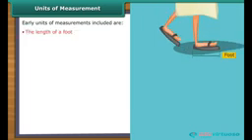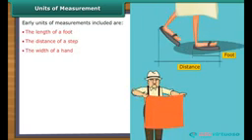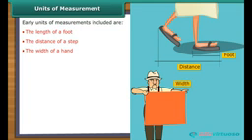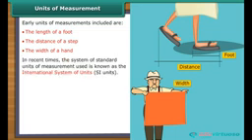Units of measurement. In the early days, units of measurements included the length of a foot, the distance of a step, and the width of a hand. However, these were difficult to maintain as the length of a foot would vary from person to person. To standardize the units, a metric system was put in place. The system of standard units of measurement used now is known as the International System of Units, or SI units.